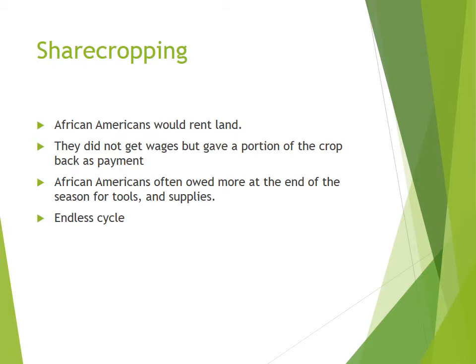However, they often went into debt to pay for the supplies. They would have to get seed, and they'd have to get the horses or the mule, and they'd have to get the plow. And so at the end of the year, when they went to pay back for renting the land and the supplies, it often was the same or more than what they made. So they often went into debt. And this system of sharecropping is sort of an endless cycle, and it often looked a lot like the plantation system.